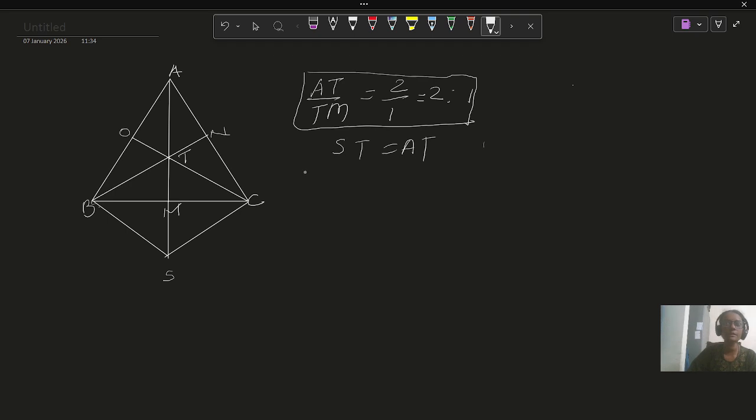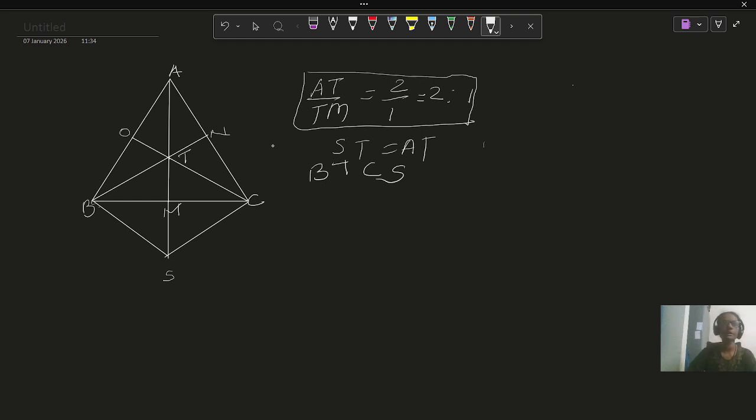What is the quadrilateral here? B, T, C, S. You can see it, BTCS. Now we have to prove it is a parallelogram. How can we prove it?